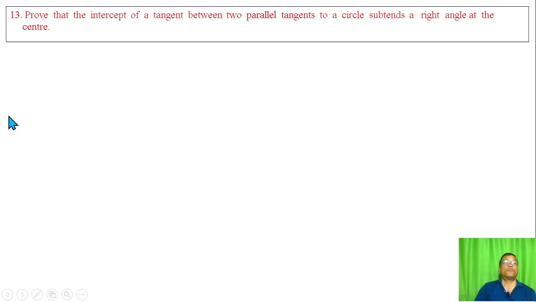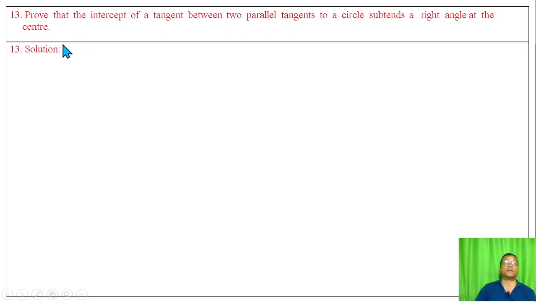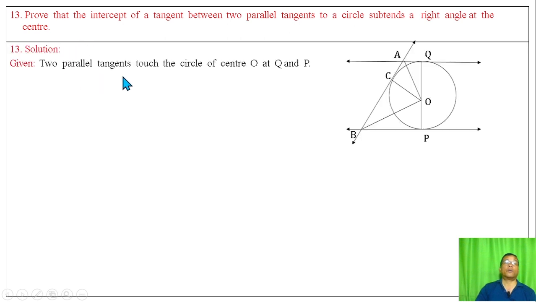13. Prove that the intercept of a tangent between two parallel tangents to a circle subtends a right angle at the center. Given two parallel tangents touch the circle of center O at Q and P.